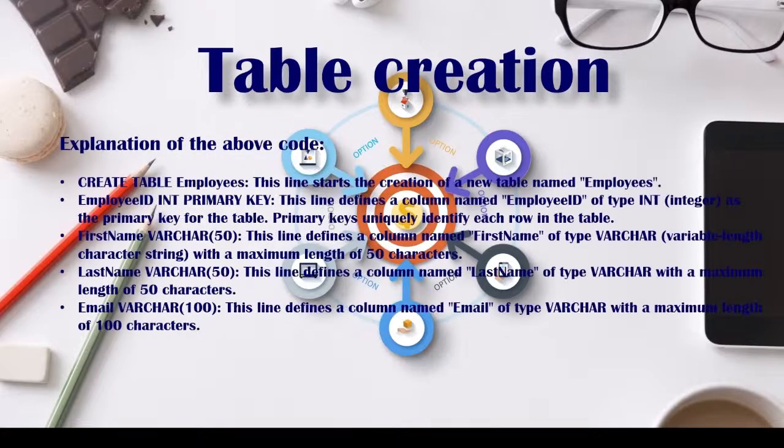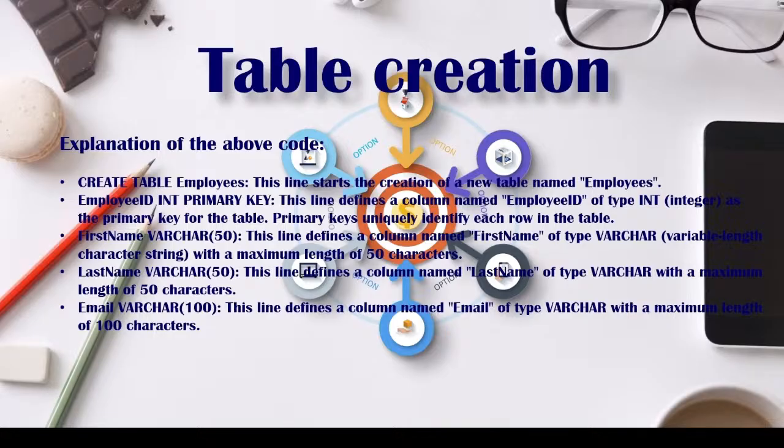Explanation of the above code. CREATE TABLE employees: this line starts the creation of a new table named employees. employee_id INT PRIMARY KEY: this line defines a column named employee_id of type INT, integer, as the primary key for the table.